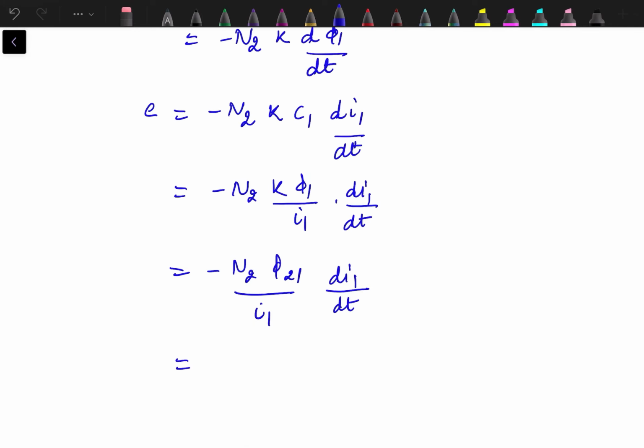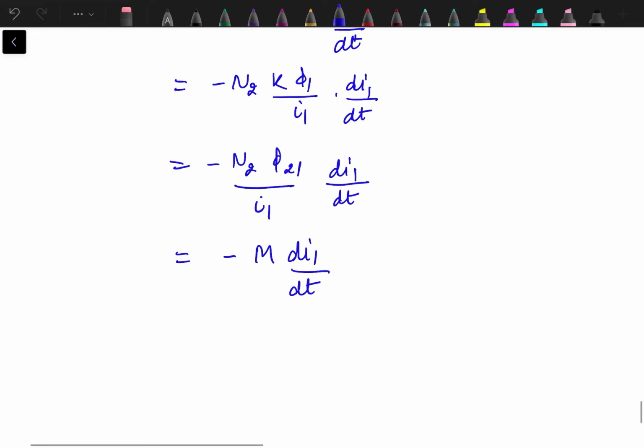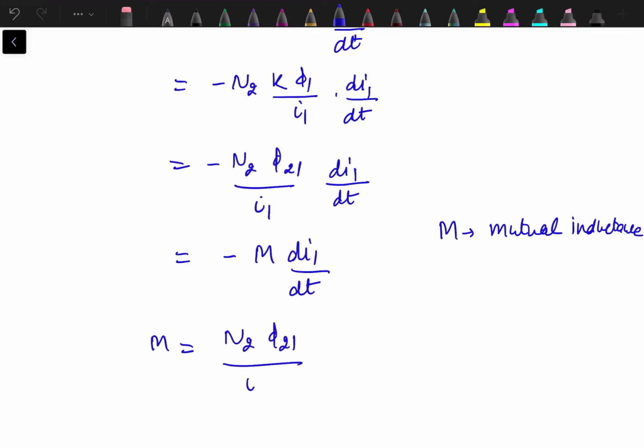So this is equal to minus M di1 by dt, where M is known as coefficient of mutual inductance, or simply mutual inductance, and M is equal to N2 phi 21 upon I1. Now N2 is the number of turns of the second coil, I1 is the current flowing in the first coil, and phi 21 is the flux linking with the second coil because of flow of current I1.